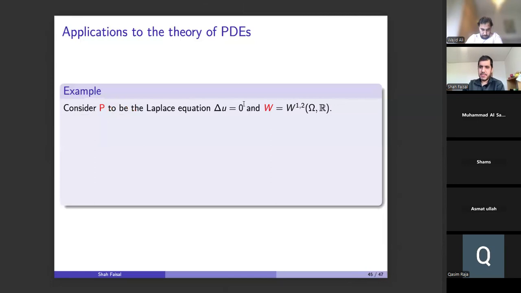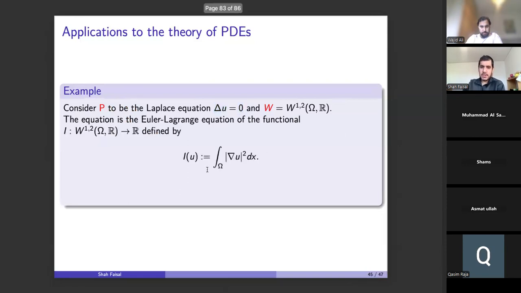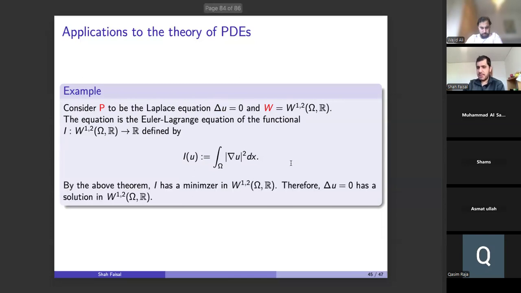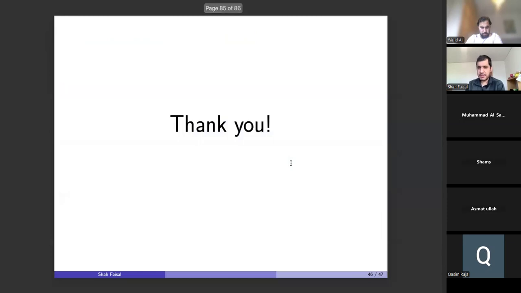Okay. Let's take an example here. Consider the partial differential equation to be the Laplace equation. The functional that realizes this Laplace equation as its Lagrange equation is this functional. And we just saw that it has a minimizer in the previous theorem. Therefore, the Laplace equation has a solution. Okay. I think that's all I wanted to speak.